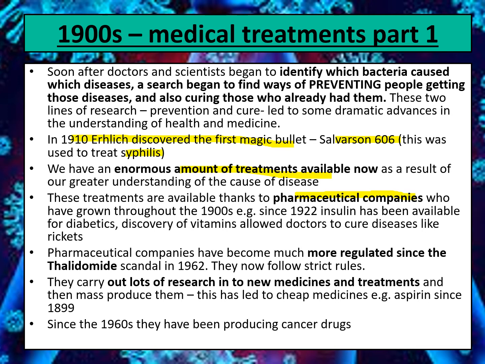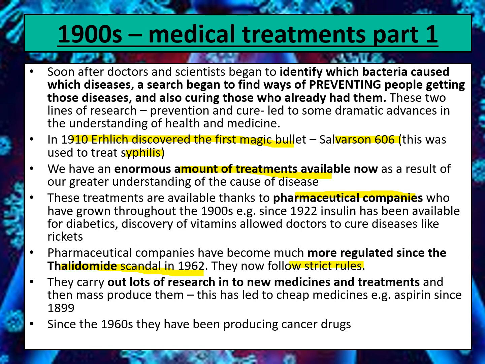Now, there have been some problems with pharmaceutical companies over the years. For instance, we have things like the thalidomide scandal in 1962, where the industry wasn't very heavily regulated at that point, and there was inadequate testing on a sleeping pill that was prescribed to pregnant women, which led to thousands of children being born disabled as a result of issues with their limbs forming. So there are now much more strict rules that these companies have to follow.